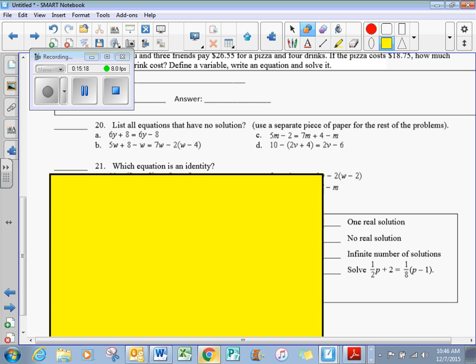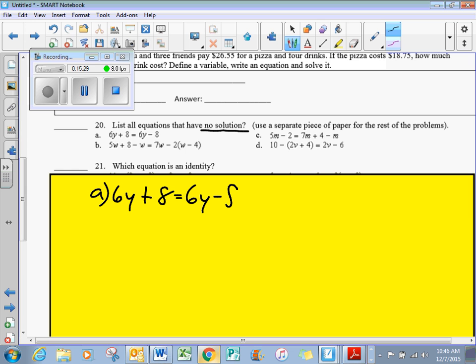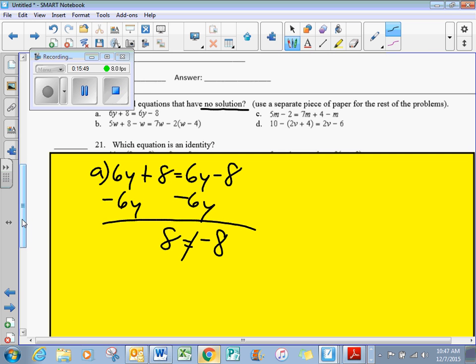So 20. If we simplify all of these, here we get 6y plus 8, and we're looking for no solution, right? 6y plus 8 equals 6y minus 8. What do we know about that? Because if I subtract 6y from both sides, I get 8 equals negative 8. Is that true? No, they're not equal. So it's no solution. There's no variable left to solve for. So if I ever get to this point, it's no solution. Okay? How about B?